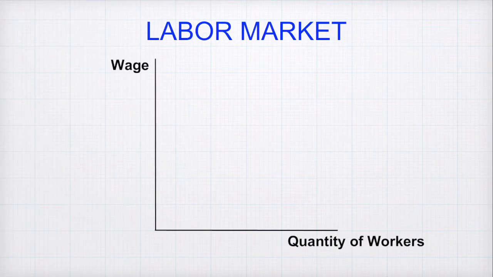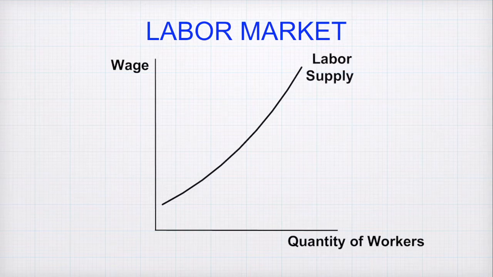Okay, so let's take a look at how this works. This is how our labor market will look. The vertical axis, instead of being price, is now wage. And on the horizontal axis, we're not talking about the quantity of output. We're talking about the quantity of the input, which in this case is workers. And you have a supply of labor. And again, this comes from households.